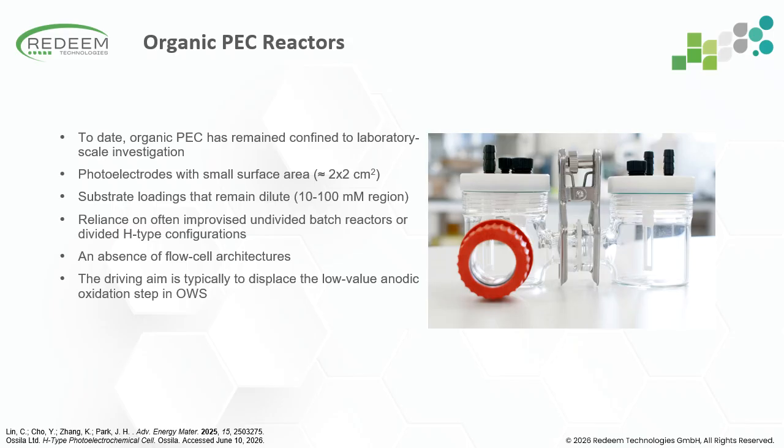So if we now take a step back from all the individual examples, a clear picture emerges. Despite the impressive progress in organic photoelectrochemistry over the last decade, the field remains almost exclusively at lab scale, and most studies employ photoelectrodes with active areas of only a few square centimeters and operate with relatively dilute substrate concentrations. Experimentally, the vast majority is beaker chemistry or H-type cell chemistry, which are well suited for proof of concept chemistry, but they offer limited control over mass transport, residence time, and scalability in the end.